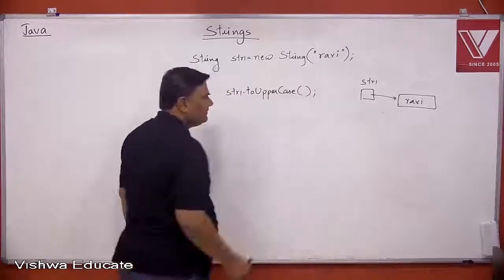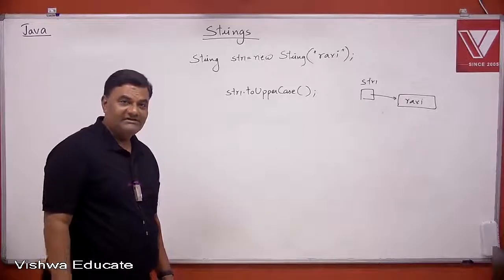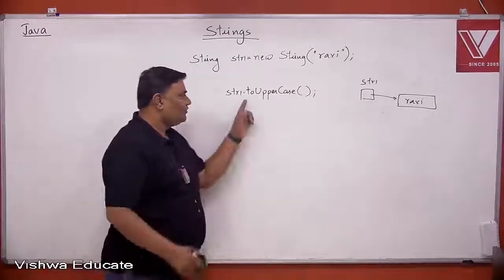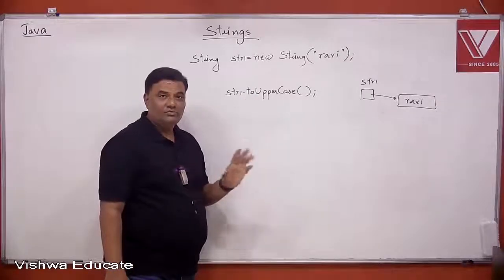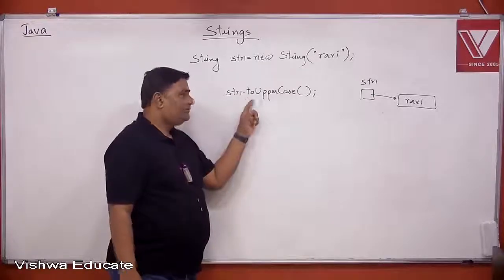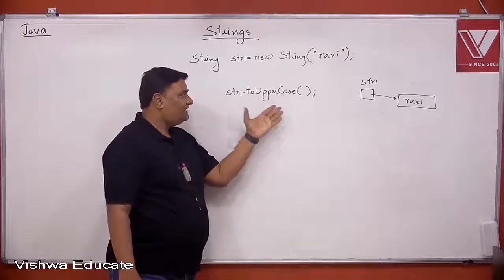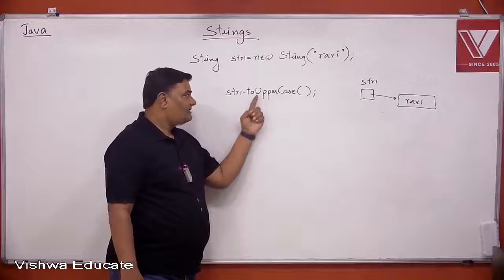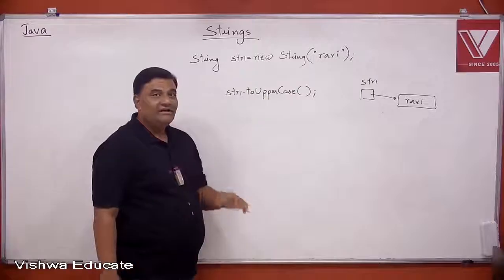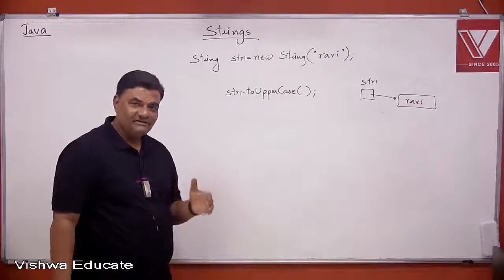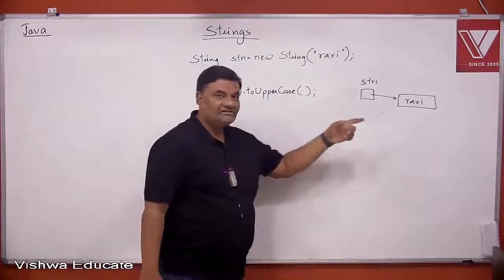Then first method: str1 dot toUpperCase. Guess what it will do? It will convert a string into uppercase. What is the method name? toUpperCase. So to, no space, upper, no space, case. How many words are there? Three words are there. Uppercase, uppercase, T lowercase. So three words. Every word's first alphabet is capital except the first word, to. So this will convert a string into uppercase.